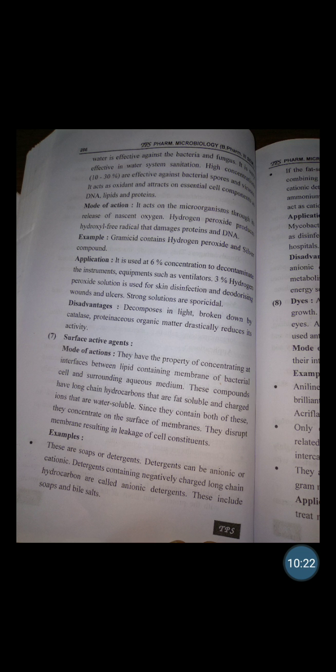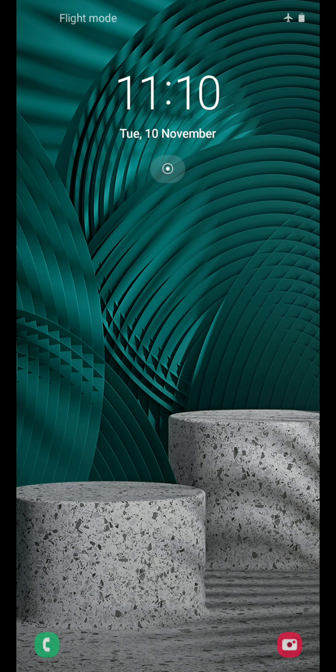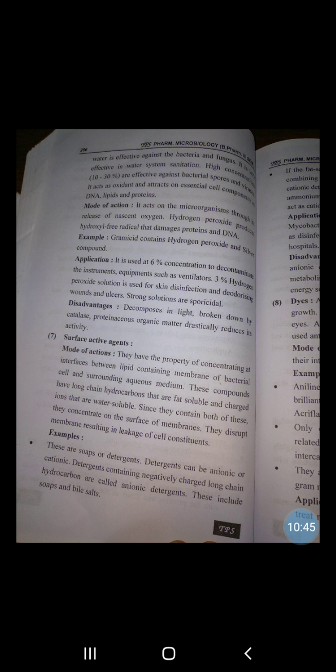Then applications: they are active against vegetative cells, mycobacteria and enveloped viruses. They are widely used as a disinfectant at a dilution of 1 to 2% for domestic use and in hospitals. But there are a few disadvantages. Their activity is reduced by hard water, anionic detergent and organic matter. Pseudomonas can metabolize cetrimide, using it as a carbon, nitrogen and energy source.